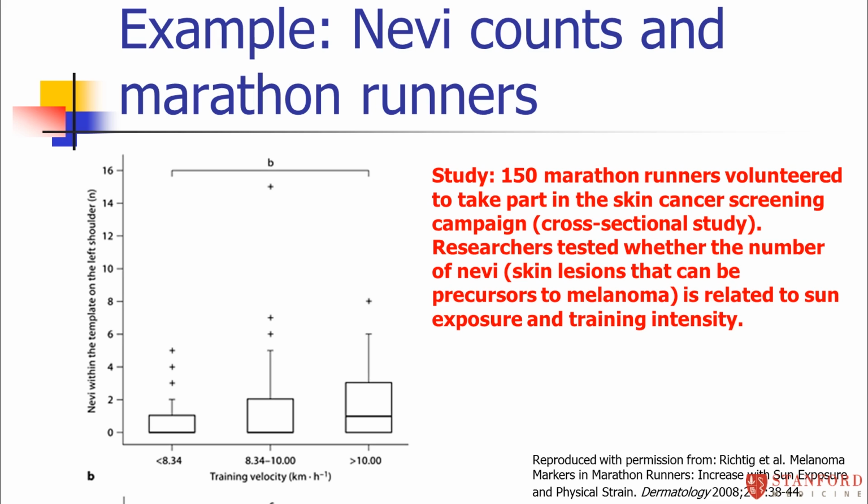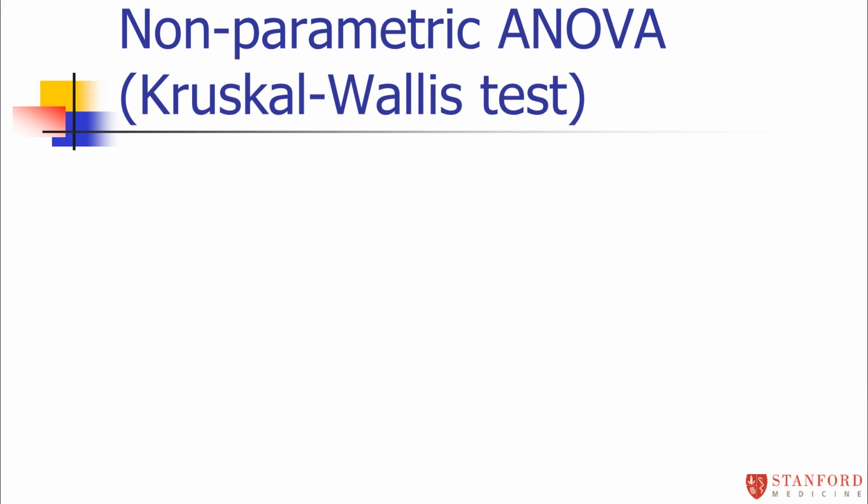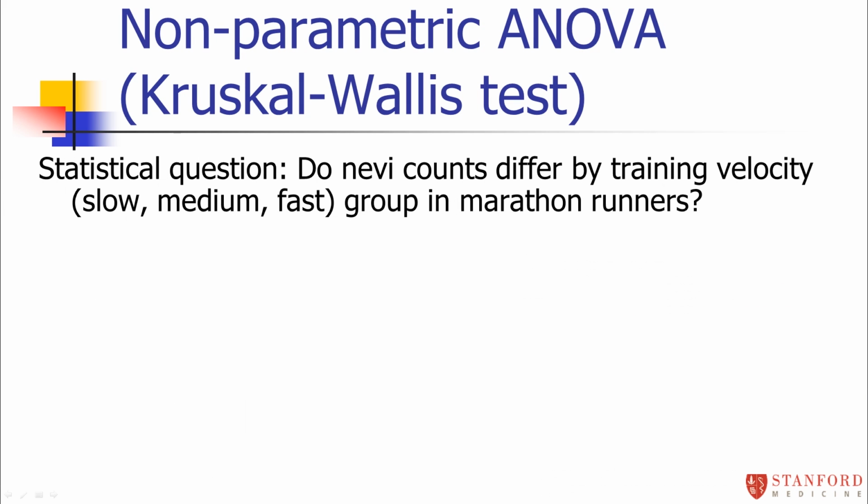Our sample size is reasonably small here. It's 150 marathon runners, so it's roughly something like 50 in each group. That's small enough with such skewed data that we're not going to want to rely on ANOVA. We're going to want to use a non-parametric test. So how did I get to that? We want the Kruskal-Wallis test.